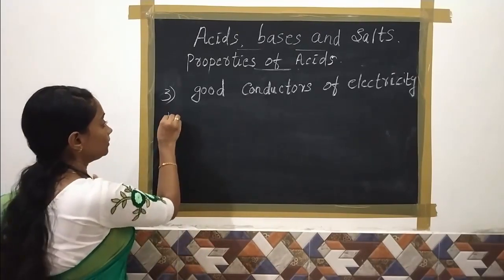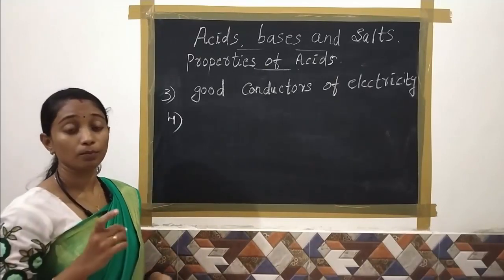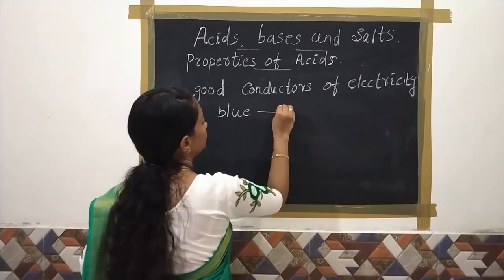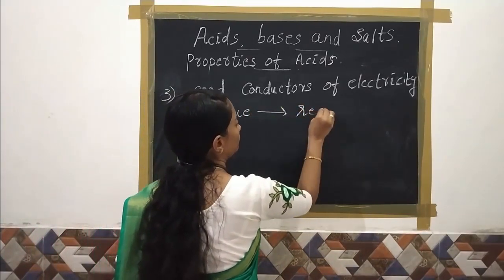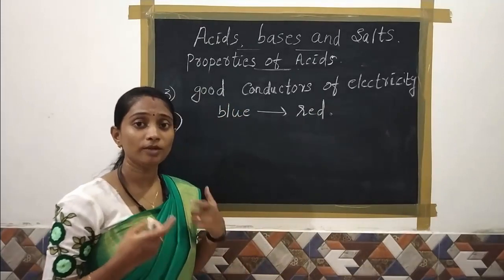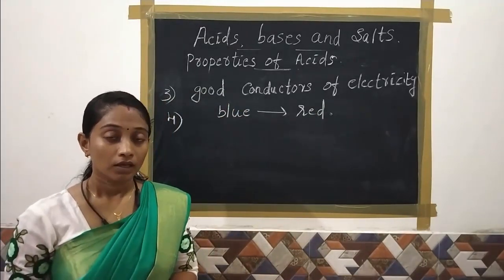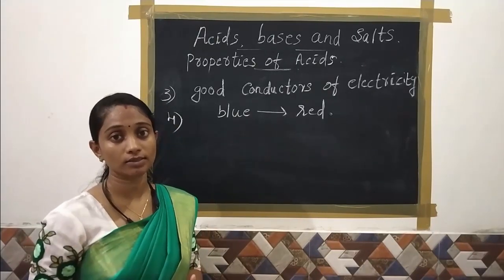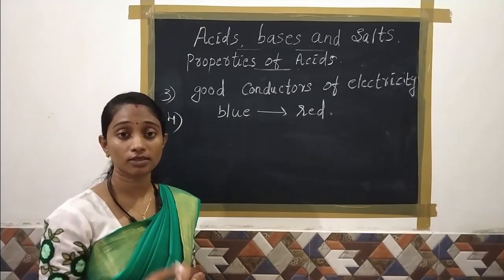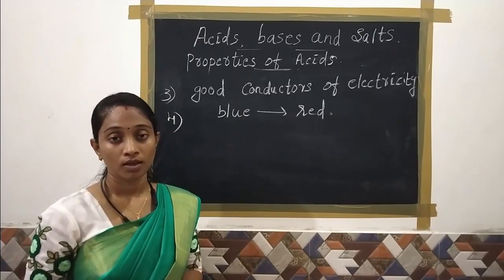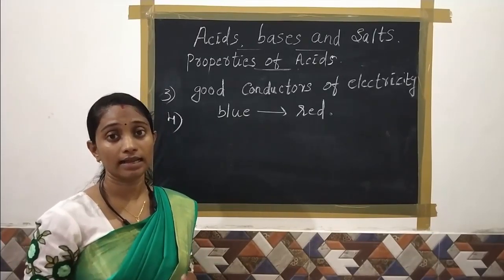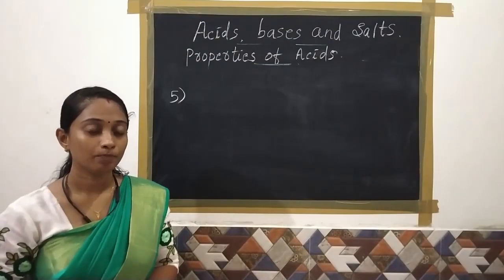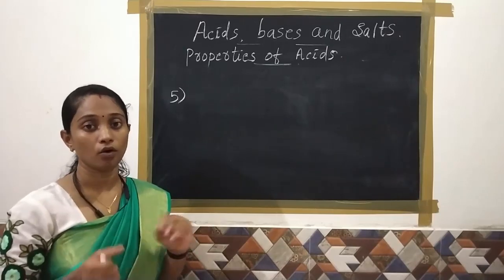The fourth one: all acids turn blue litmus paper to red. What do we mean by the term litmus? It is a natural indicator, a special type of substance used to test whether a substance is acidic or basic. It shows different colors in acid medium and base medium. And the fifth property: all acids turn methyl orange to red.